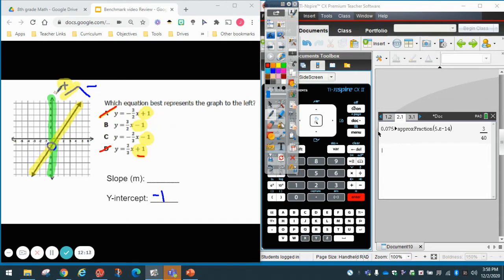Now let's check our slope. Our slope should be positive. So remember that the definition of slope is the number in front of x. So here on letter B, I have a positive 3/2, and on letter C, I have a negative 2/3. So based on my strategies, letter C cannot be my answer. Therefore, letter B is my answer.